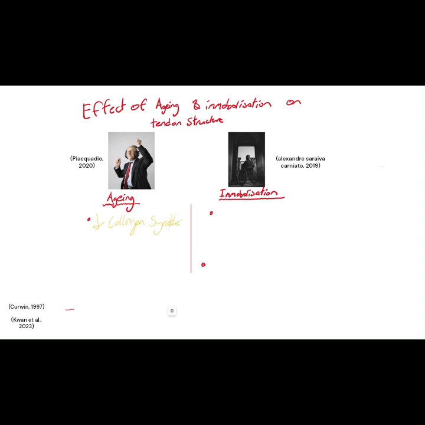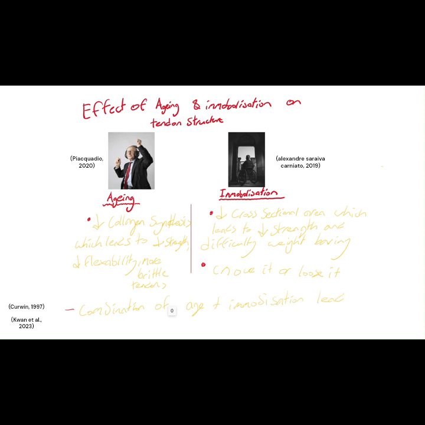There are many impacts that aging will have on your tendons. This includes decreased collagen synthesis, which decreases tendon strength, making them less flexible and more brittle. Additionally, immobilization can lead to a decreased cross-sectional area, which leads to reduced strength and difficulty in weight-bearing activities. Individuals become less mobile as they get older. Thus, the effects of aging and immobilization combine to decrease strength and reduce flexibility, which will lead to an increased chance of injury in an aging person.